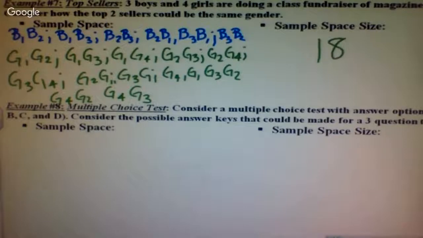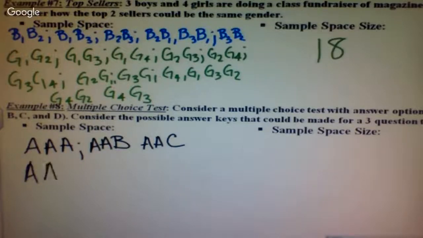Okay. Take a look at number 8. We've got a multiple choice test. Each question has 4 choices, A, B, C, and D. If I give you a 3-question test, how many answer keys can I make out of that? So I can do something like all of my answers are A. I can do my first 2 are A and my last one's B. Or AAC, AAD, ABA, ABB.